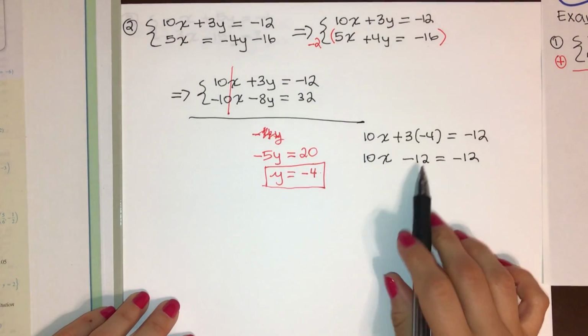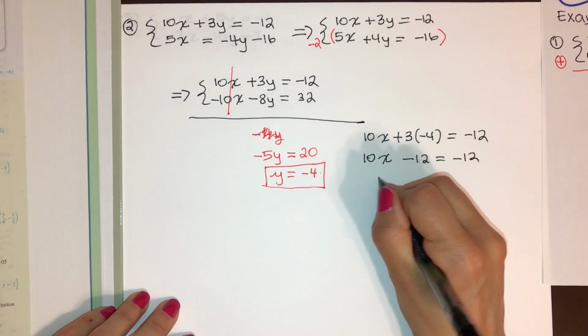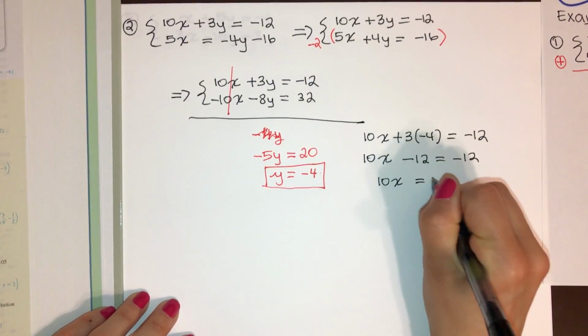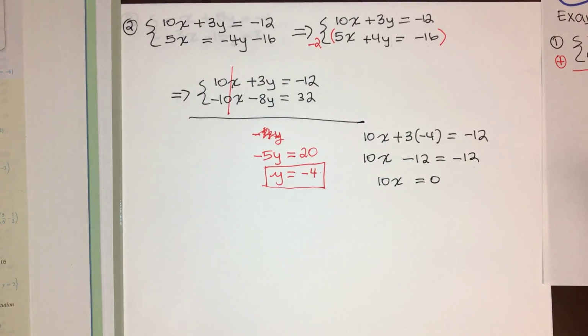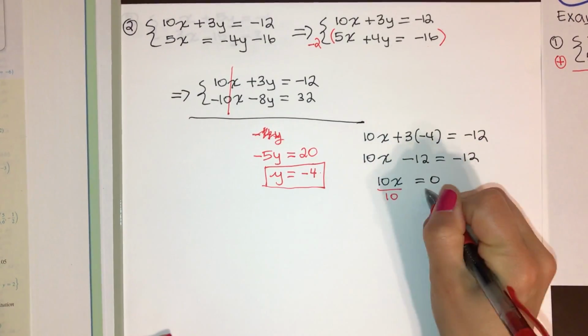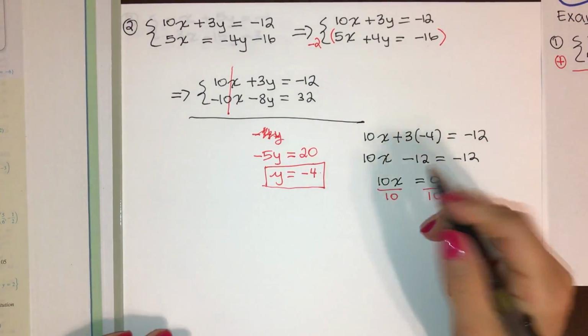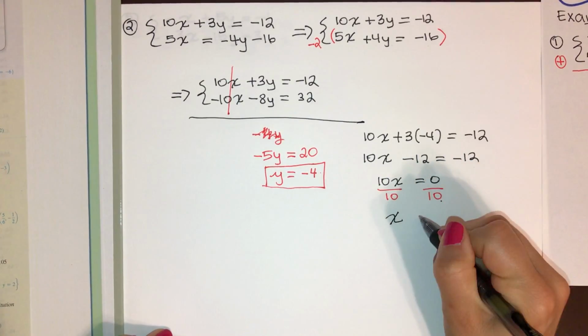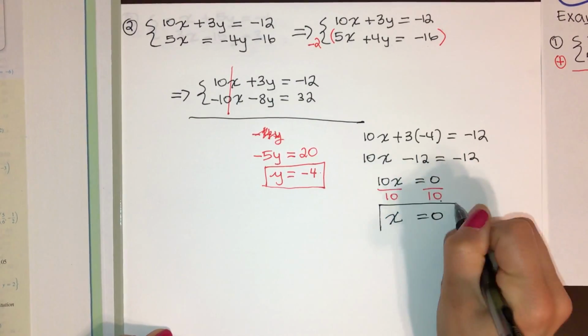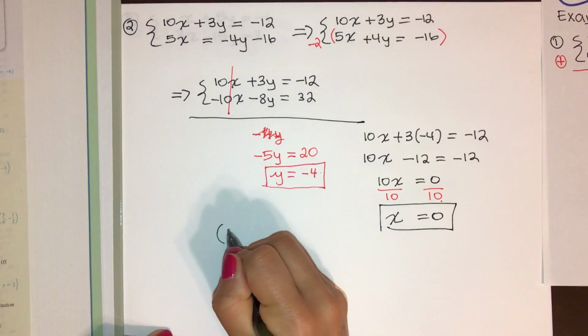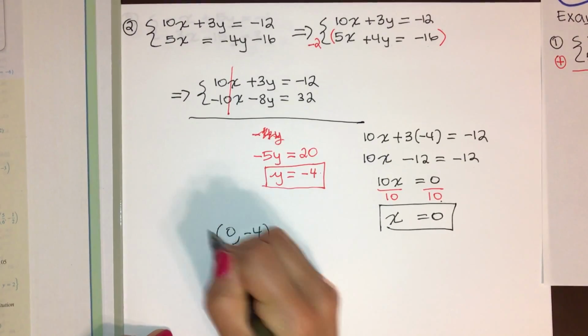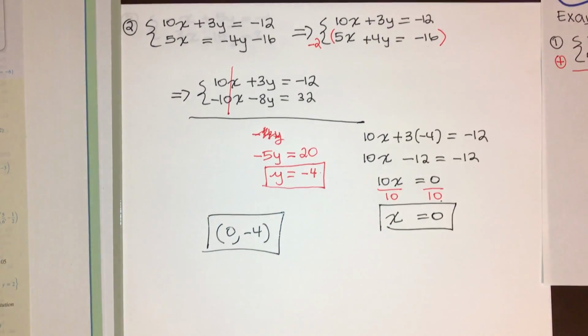We have to add 12 to both sides. When you add, you get that 10x is equal to 0. And then remember, we need to divide by 10. And when you divide by 10, 0 divided by 10 is 0. And so we have our solution. We have the ordered pair (0, -4). At this ordered pair, these two lines will intersect.